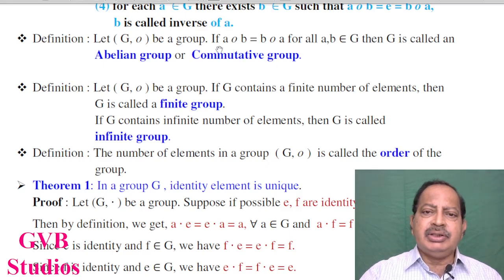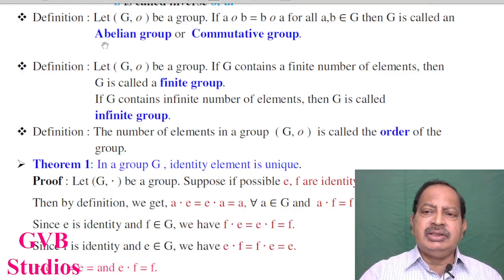So here this must be verified for all the elements of G, not particular 2 elements or 3 elements or 4 elements. If this is true for all the elements of G, then G is called an abelian group. We are taking a group and the elements of G satisfy this condition, then G is called an abelian group. This property is named after the famous mathematician Abel, or in general we call it a commutative group.